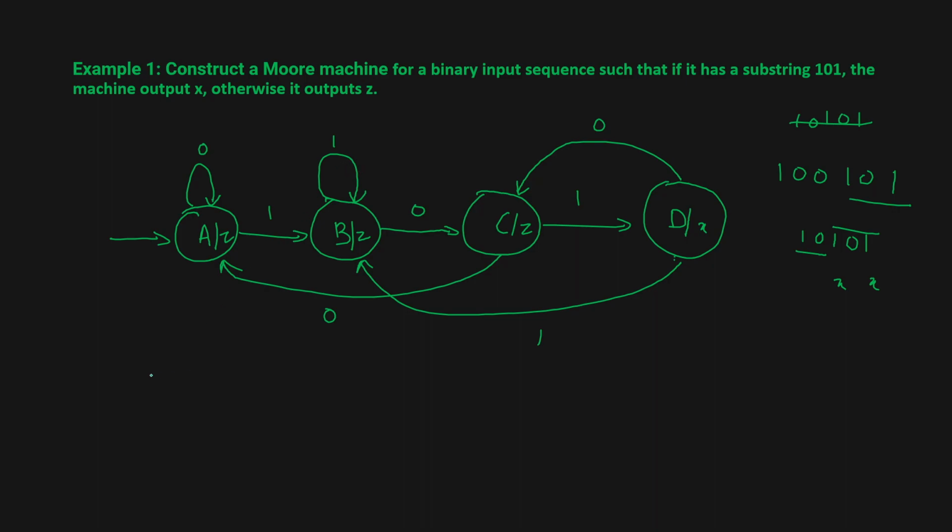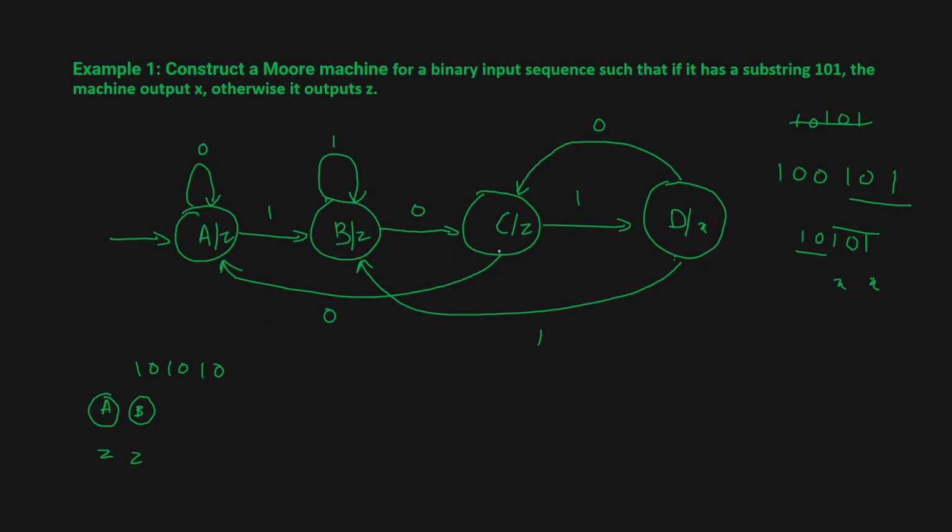Now let's pass some strings to it. So let's say 1 0 1 0 1 0. We'll pass this string. In the beginning you are at state A, correct? State A, and the output in state A is already Z. So there is already an output in state A when you're present over there. Then you get input 1, you go to state B, and in state B the output is Z.